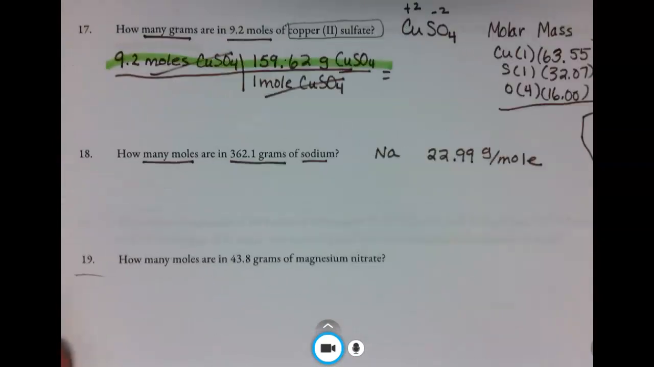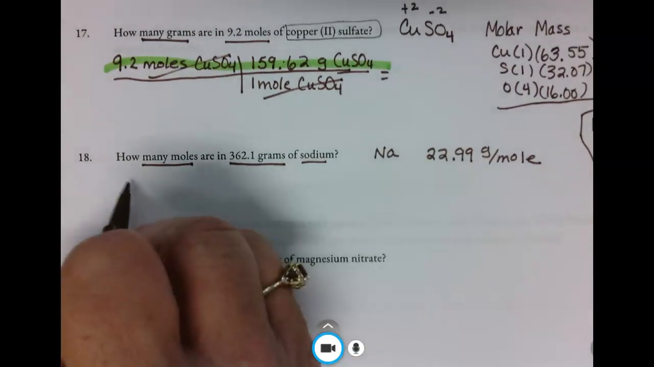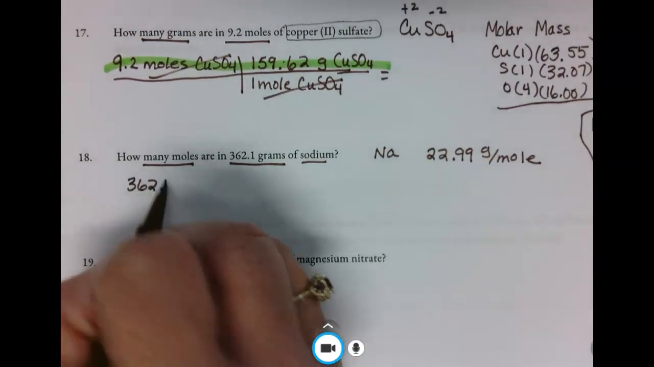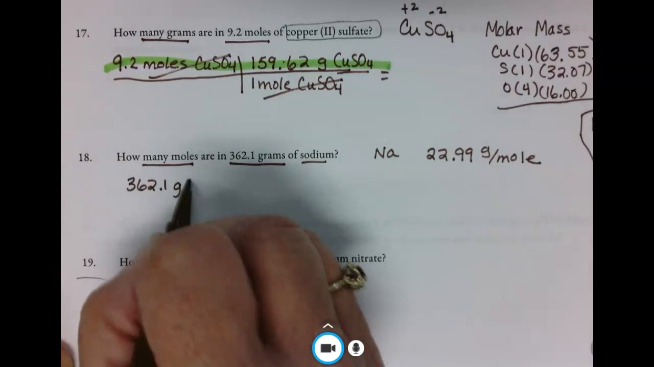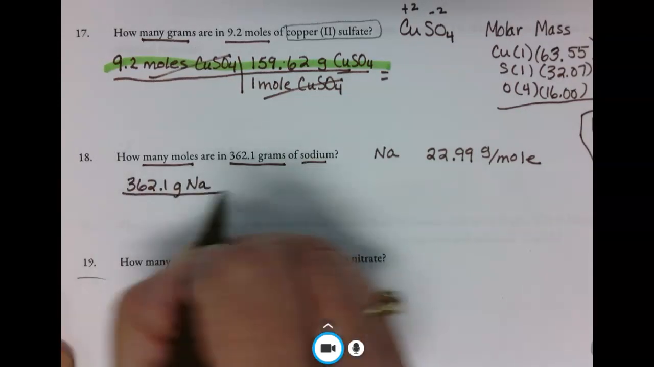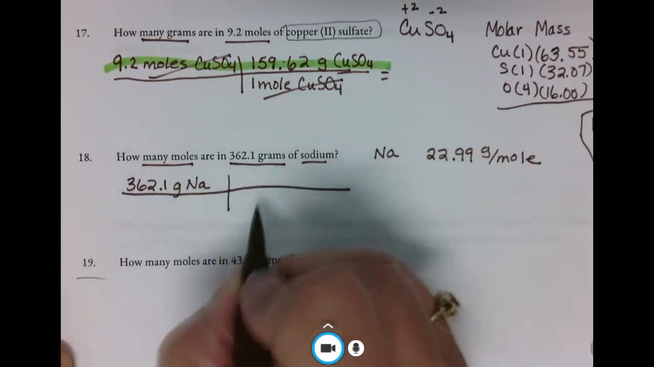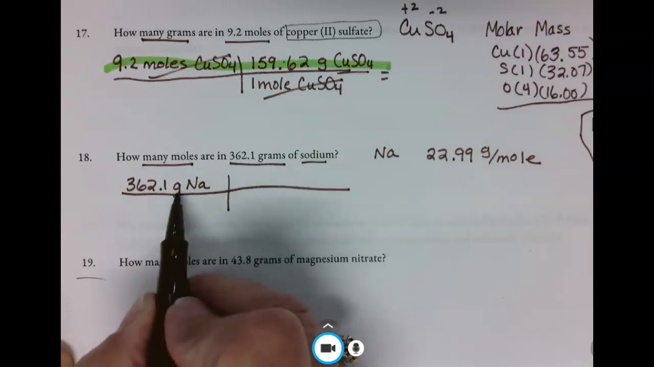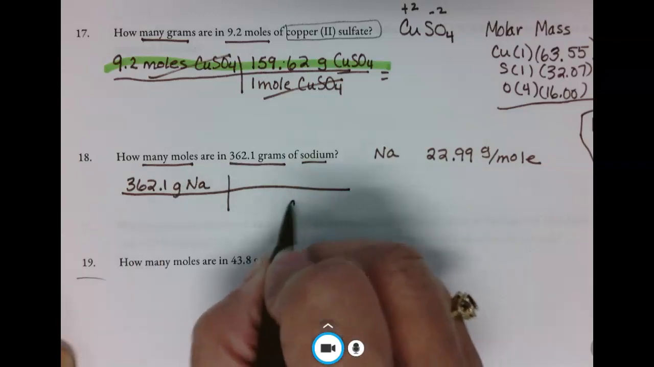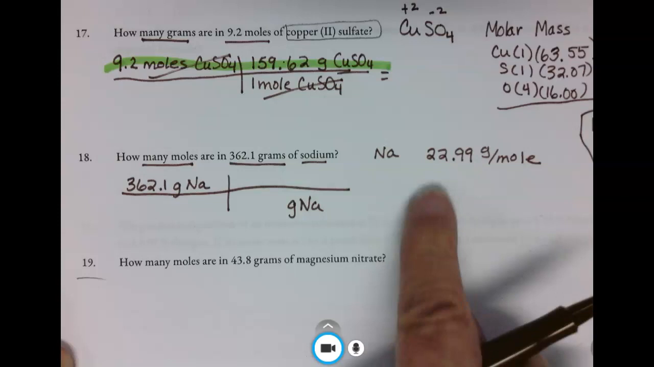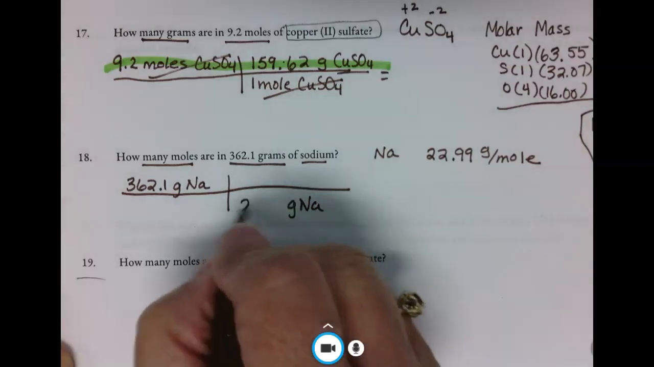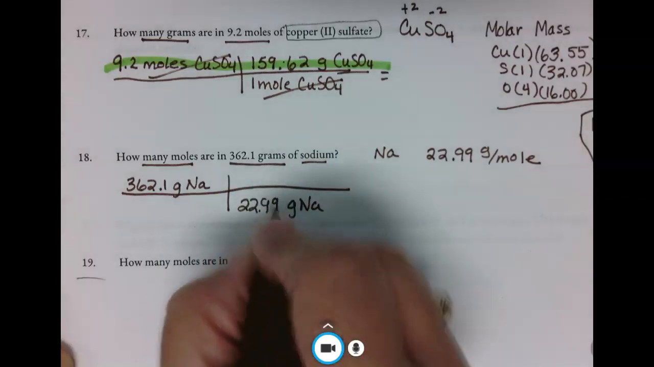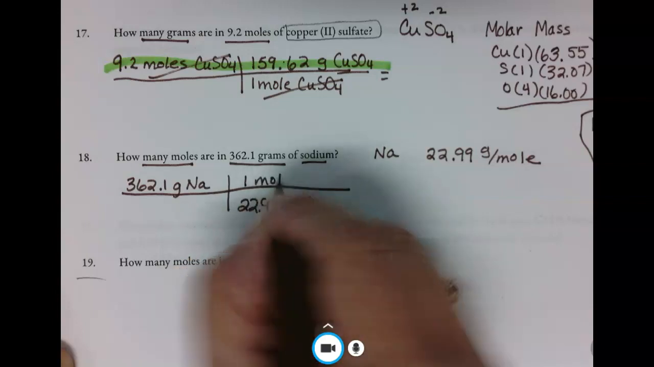Okay, so now let's do our conversion. So again, write down your given, 362.1 grams of sodium. Next step is your molar mass. Now, this time, since you have grams of sodium, our grams are going to go on the bottom. So that would be the 22.99 grams for 1 mole of sodium.